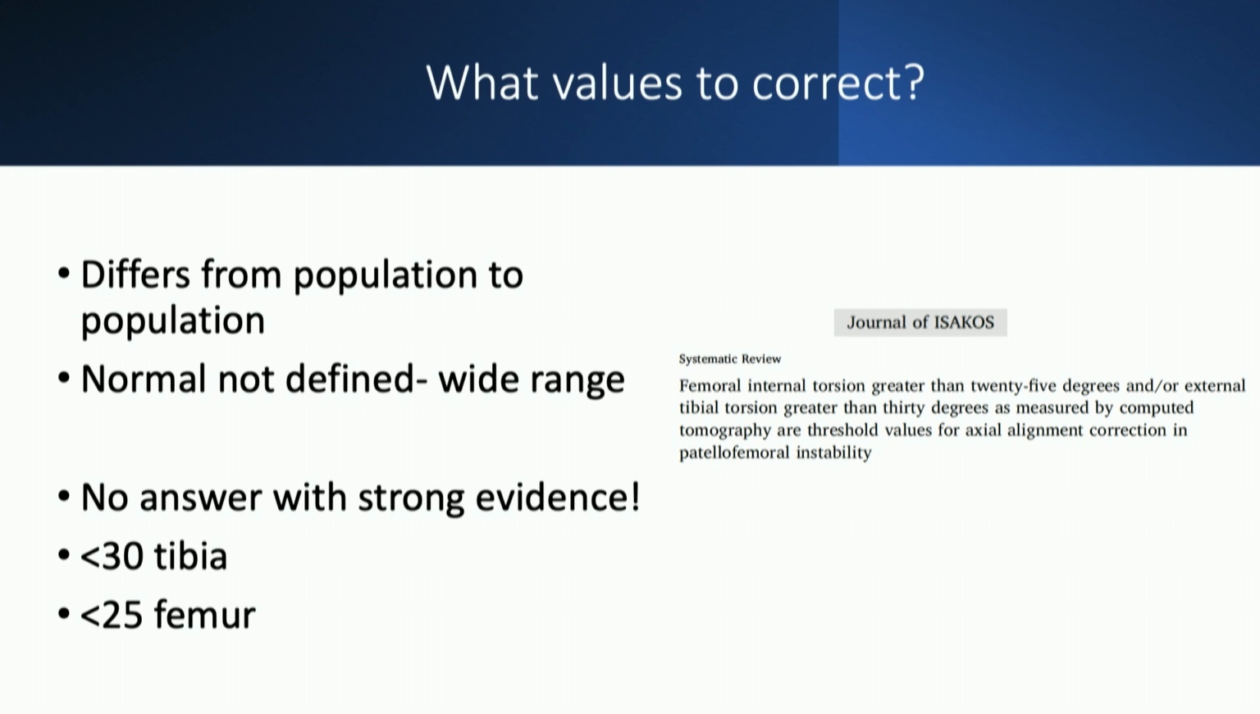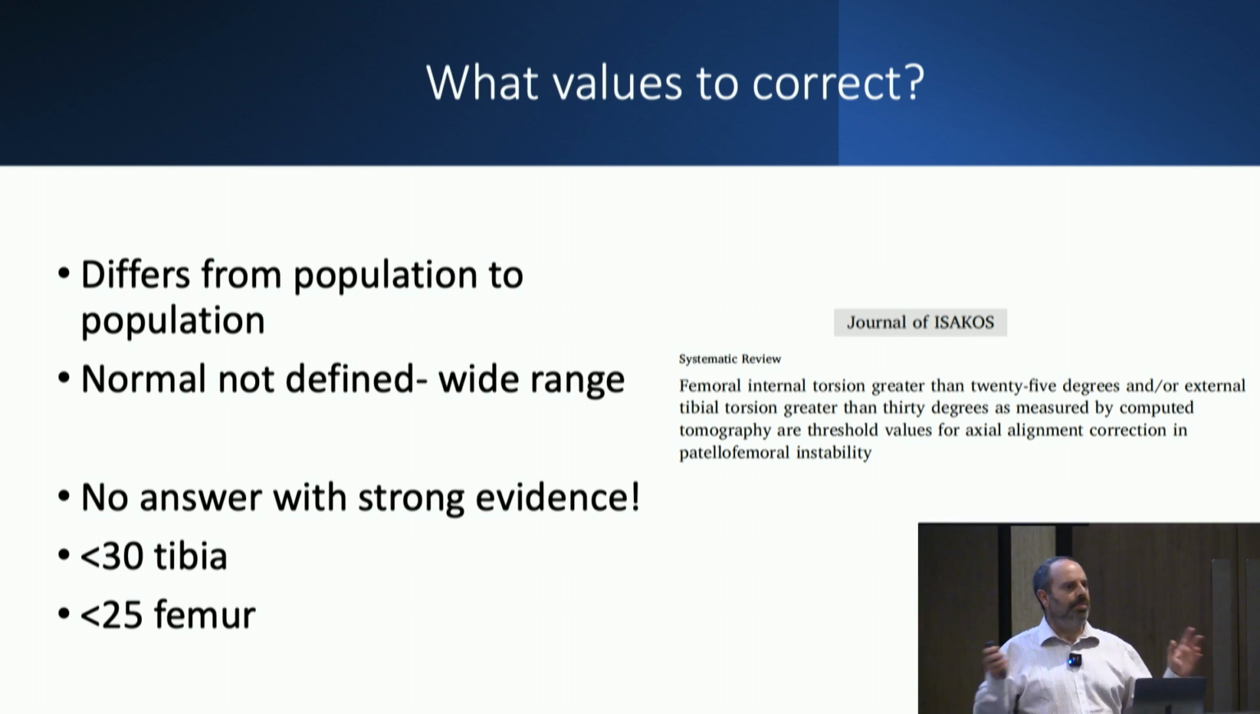But what you guys want to know is what figure should you correct things? And hate to be a spoiler, but I'm not going to give you a figure. And that's simply because of what I've said already. We don't know what normal is. Normal varies from population to population. It varies with the age of the patient. And there is no answer with strong evidence.